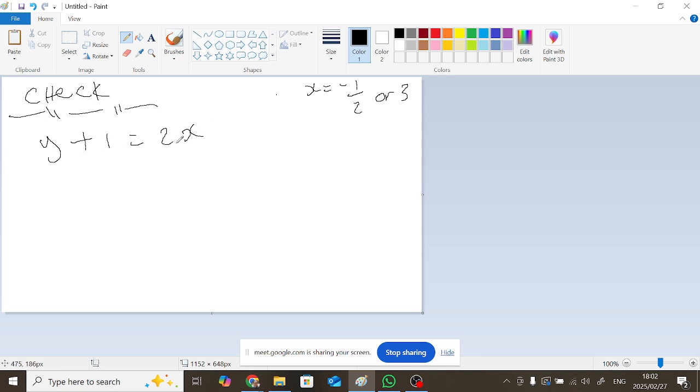So let's see if our left-hand side and right-hand side of the equations are correct. y is equal to negative 2 or 5. Let's try x is 3, y is 5. So y is 5, plus 1 is equal to 2 times 3, and we can see both sides are equal to 6. That is an indication that your answers are correct.